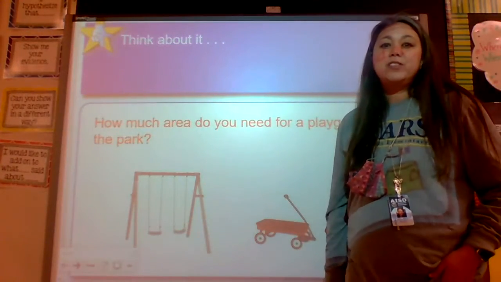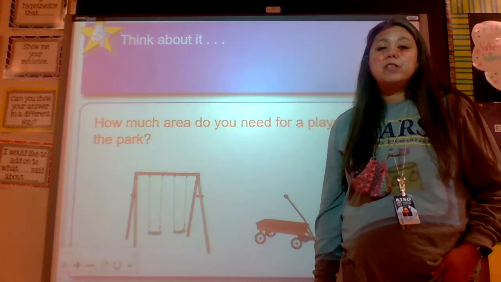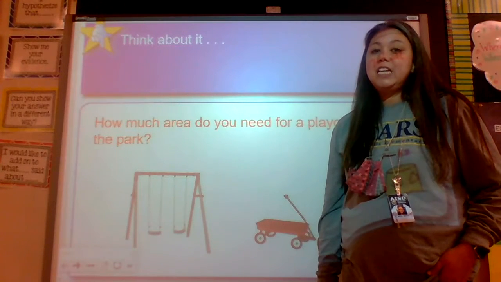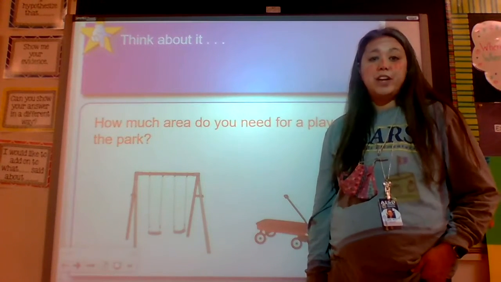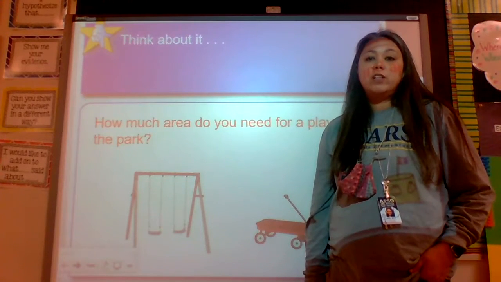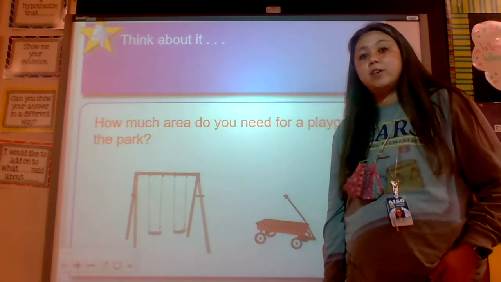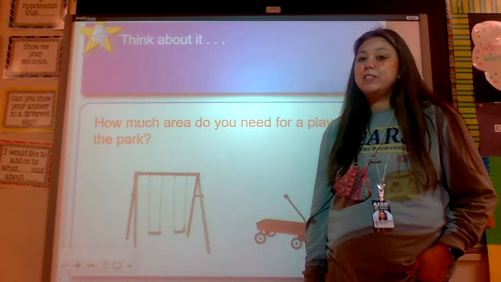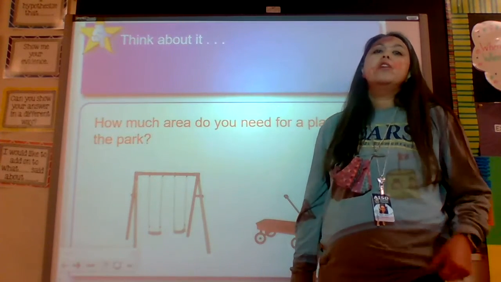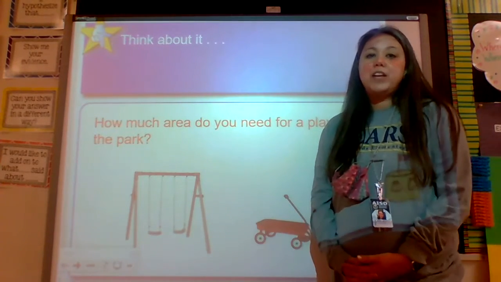Hello, boys and girls. This week we're really going to be focusing on 4.5C and D, and this has to do with area and perimeter, as well as learning the formulas to find area and perimeter of rectangles and squares, and solve problems with area and perimeter.